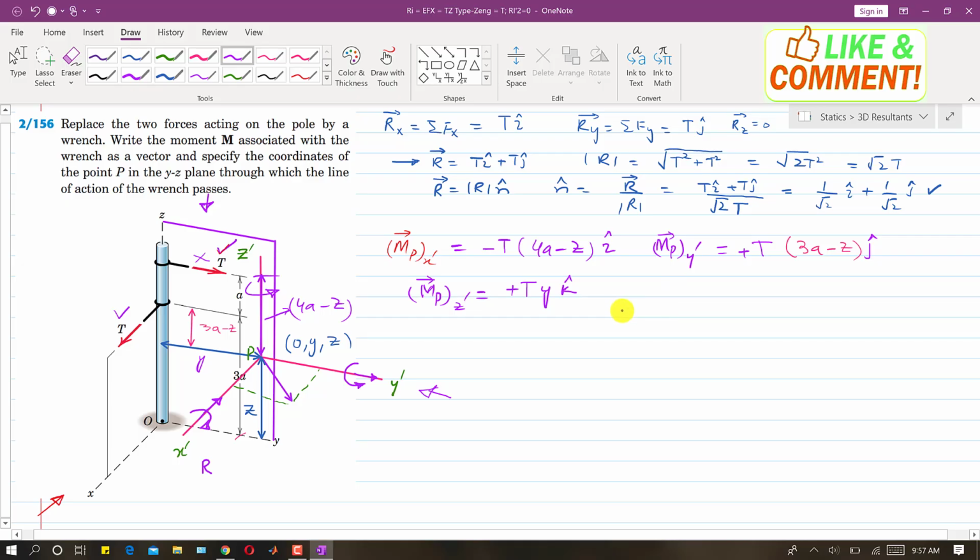So now if we write the total moment MP vector, this will be minus t into (4a minus z) along i, plus t (3a minus z) along j, plus ty k, right? So this is the total moment at point P.